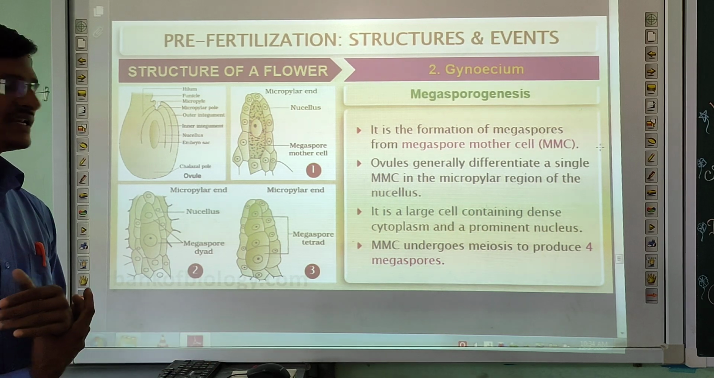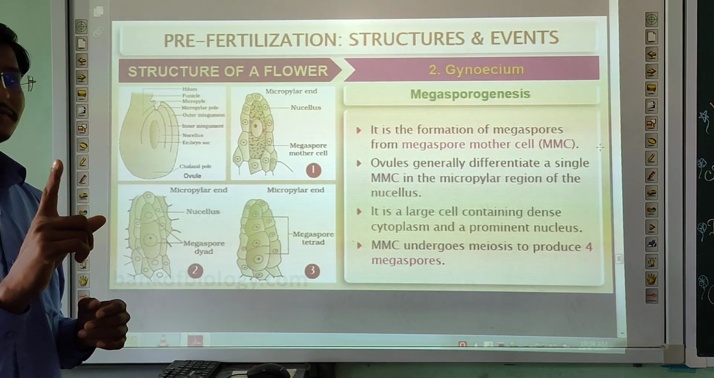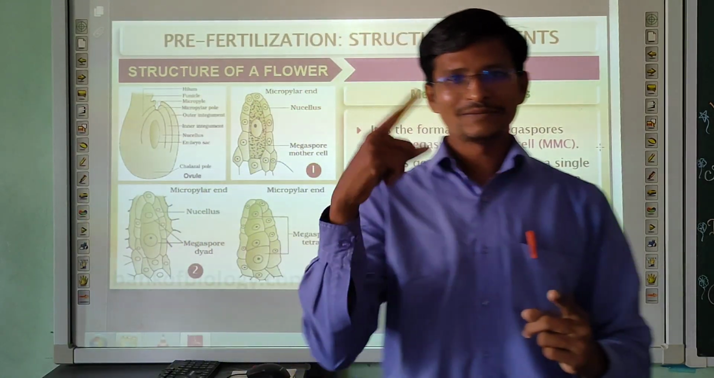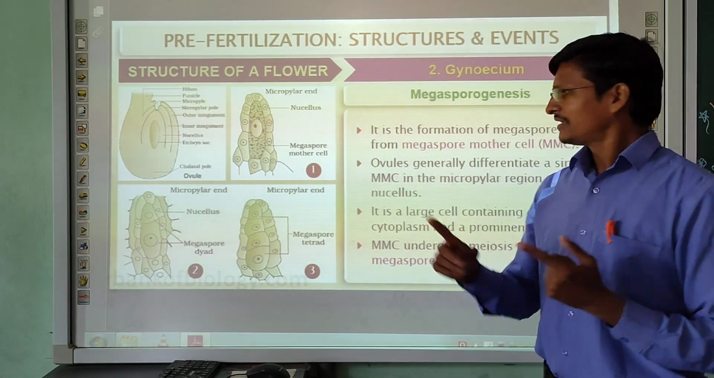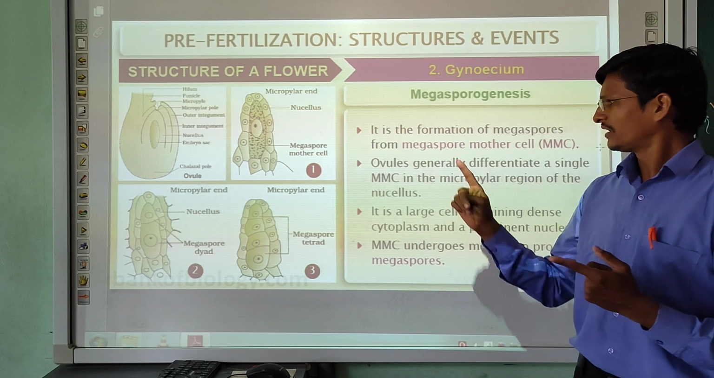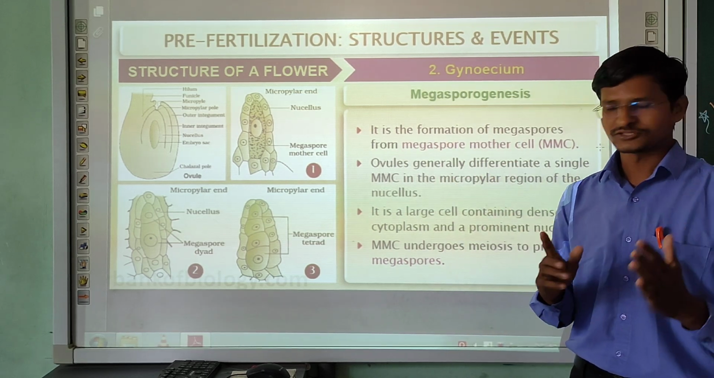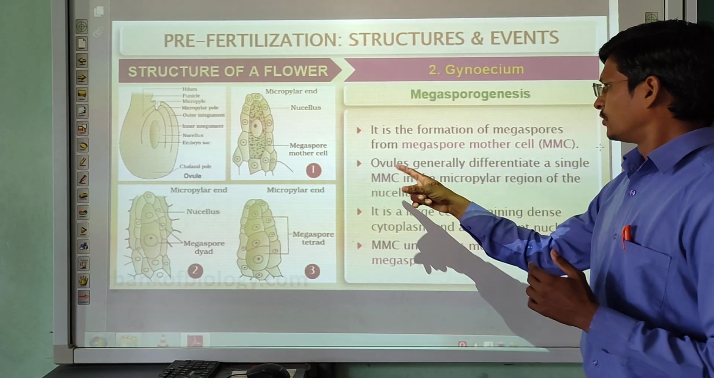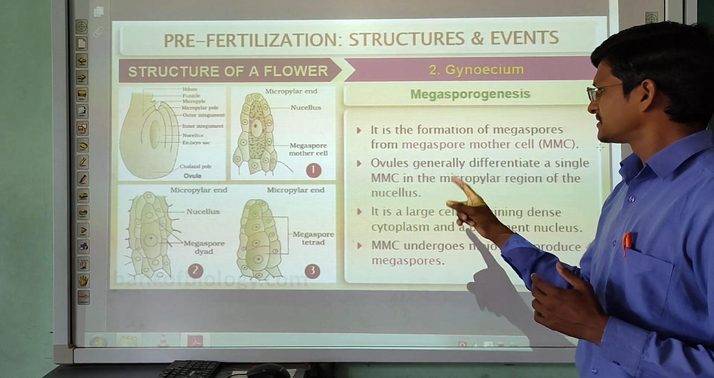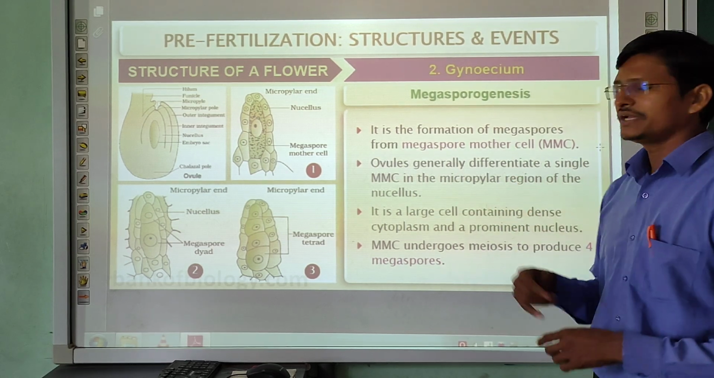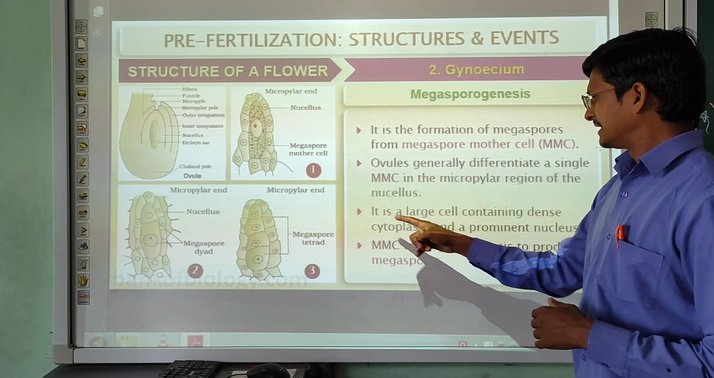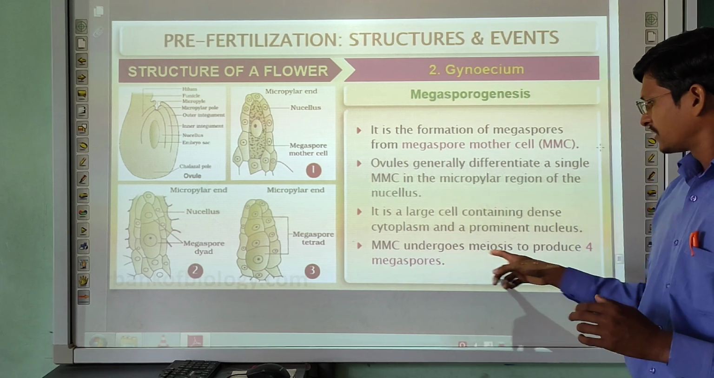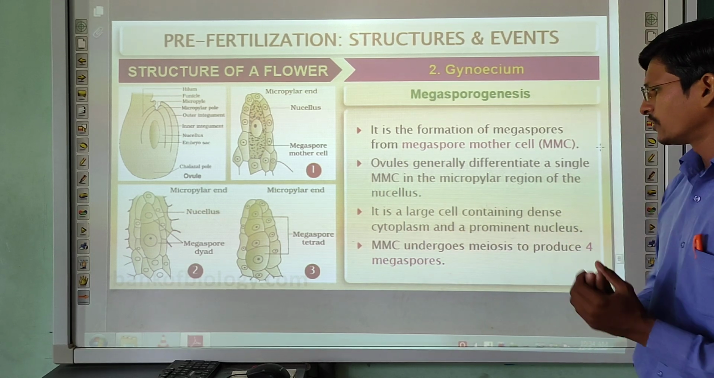Okay, so megaspore mother cell, MMC, and PMC, that is the pollen mother cell. Remember this too. PMC is the pollen mother cell, MMC is the megaspore mother cell. Remember this, okay? So here is the formation of the megaspore from the megaspore mother cell. The ovule generally differentiates a single MMC in the micropylar region of the nucellus. It is a large cell containing dense cytoplasm and a prominent nucleus. So the MMC undergoes meiosis to produce 4 megaspores.